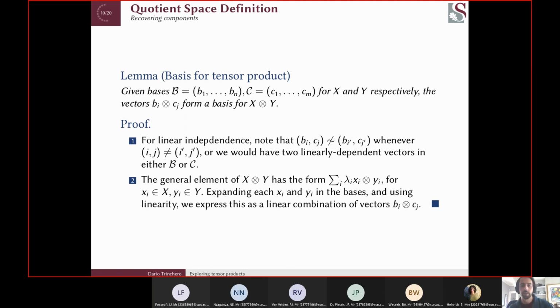And then the other thing that we need to check is that it spans. Well, that's easy, because the general element of the tensor product is just some linear combination of these tensor products with some coefficients lambda. And we can expand each xi and yi in the bases. So xi gets expanded as some combination of the b's, and yi gets expanded as some combination of the c's. And then we just use the linearity of this tensor product. Linearity meaning that we can pull all those expansion coefficients out of the tensor product into coefficients that sit in front of the whole product. And what we're left with is some linear combination of just the basis vectors' tensor product. So I hope this makes sense. Are there any questions at this point?